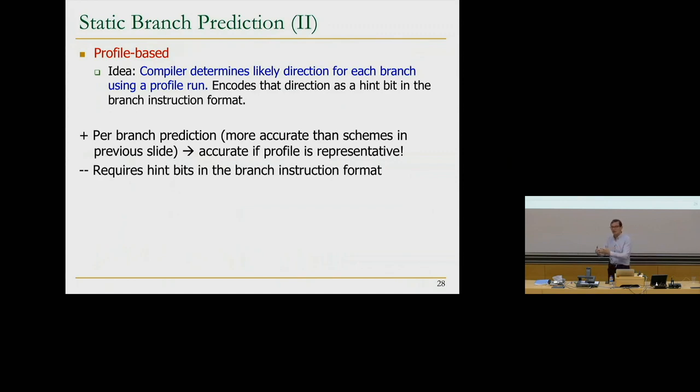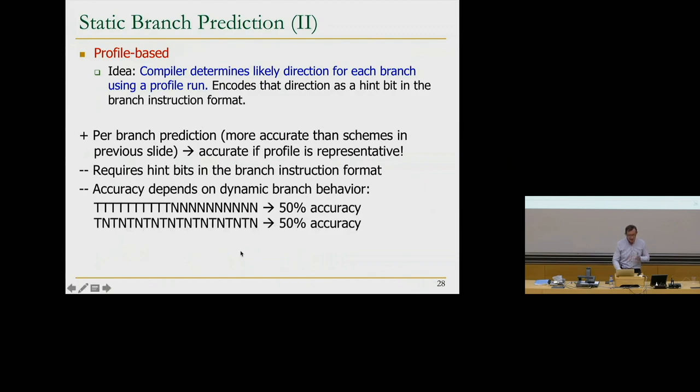And how do you actually make use of this hint bit? The first time you execute the branch, maybe you don't use it, maybe you use it some way, but you store this hint bit in the BTB, and the next time you fetch this branch, you quickly access the BTB and you basically take that bit and use that as part of your prediction.